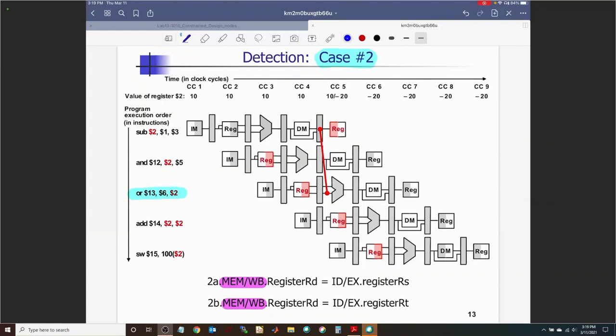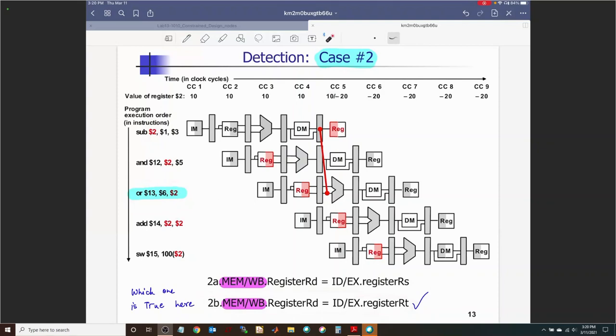Again, the way things are shown, is 2A true or 2B true? Which one is true? 2B, yes. You see this? $2 is RT right now. $2 here was RD, right? So RD in the MEM write back is the same as RT in the IDEX. So we are actually satisfying 2B. But either of them would have resulted in a MEM hazard.